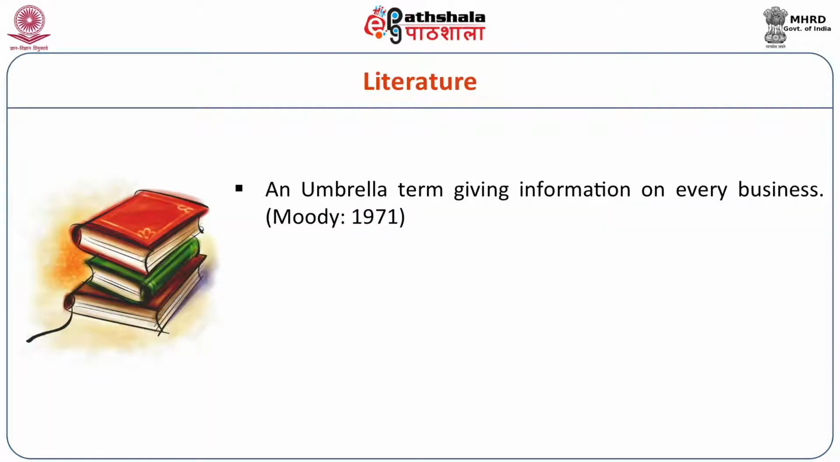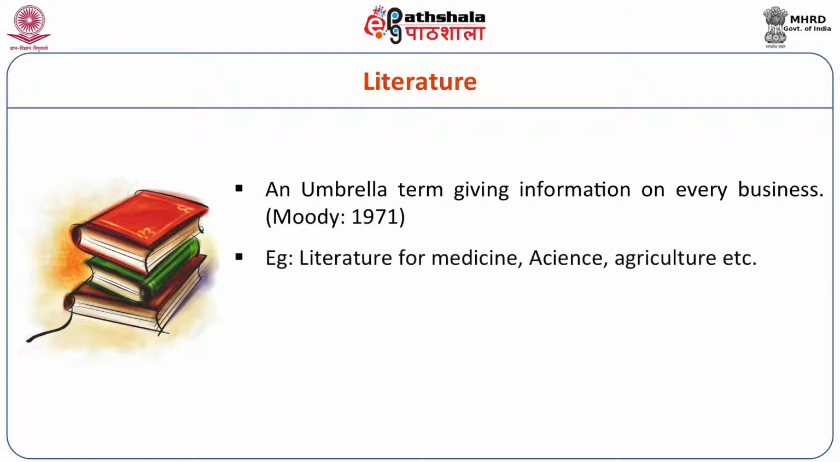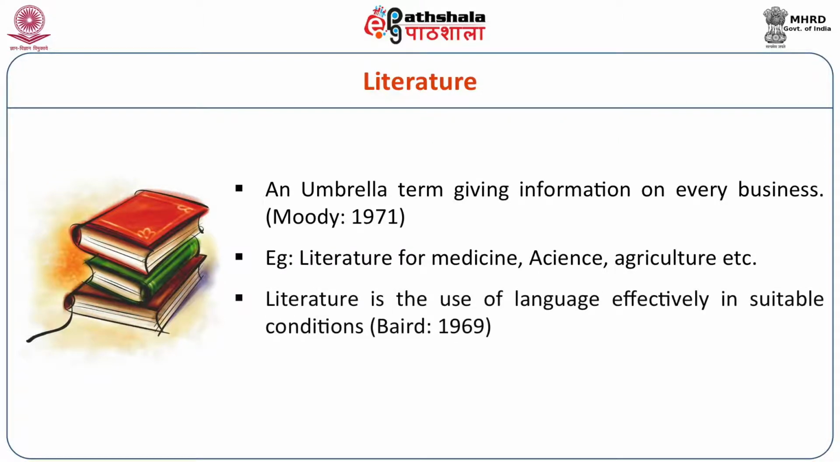Literature is an umbrella term giving information on every business. You can say literature for medicine, science, agriculture, that is all literature. Literature is the use of language effectively in suitable conditions, as said by Baird. So what is this literature that we are going to use for learning the language? Is it the same as literature written for medicine, science or agriculture? No.